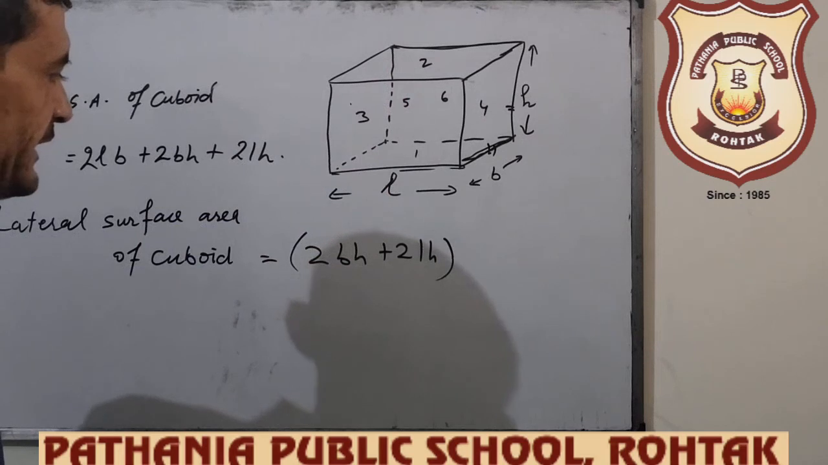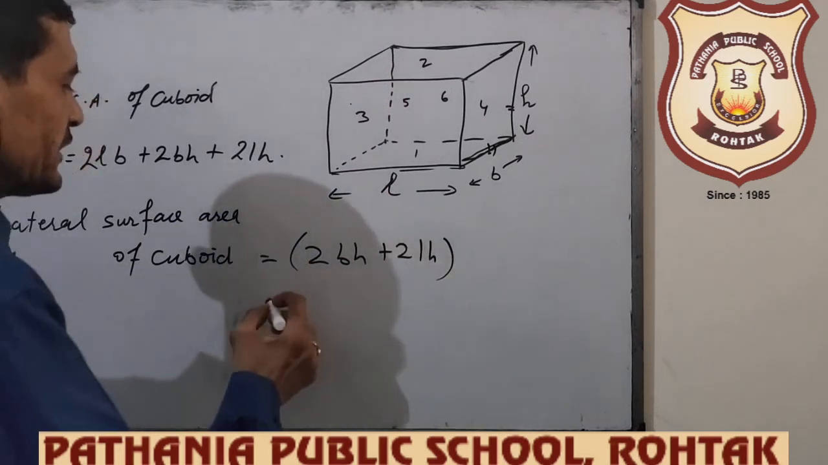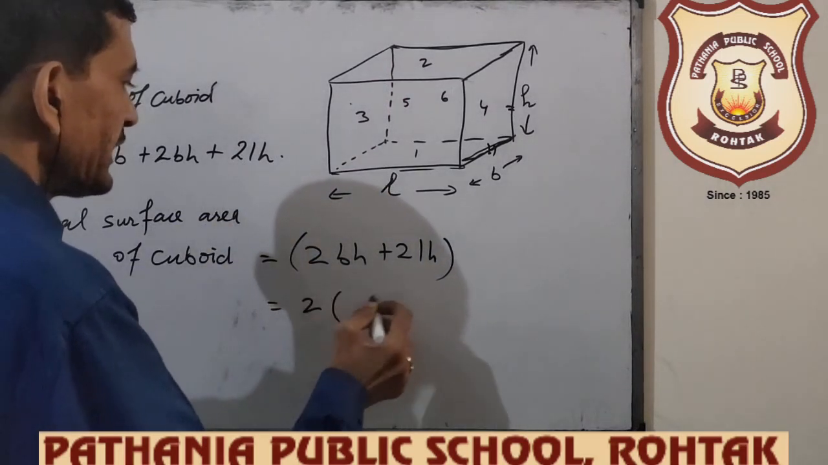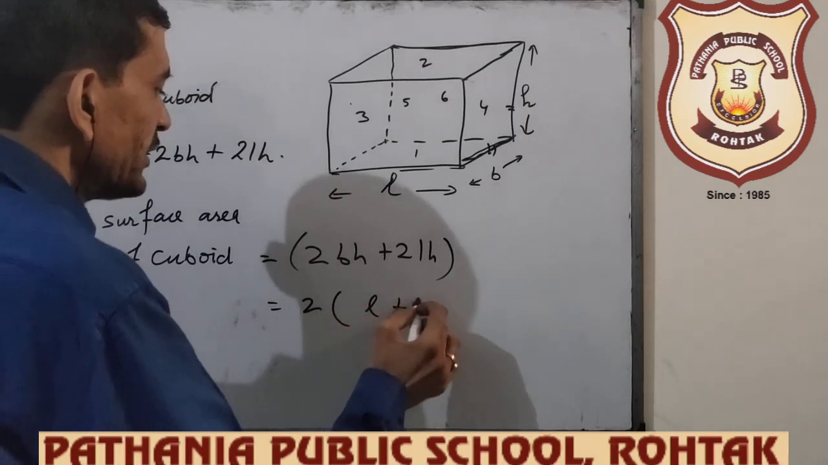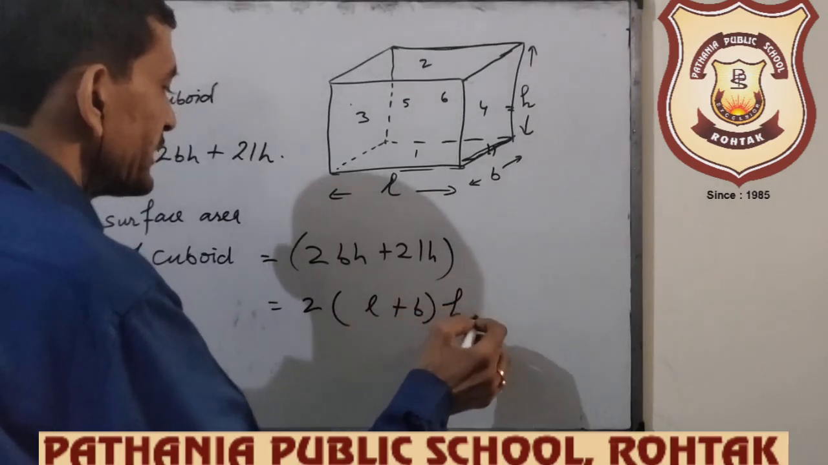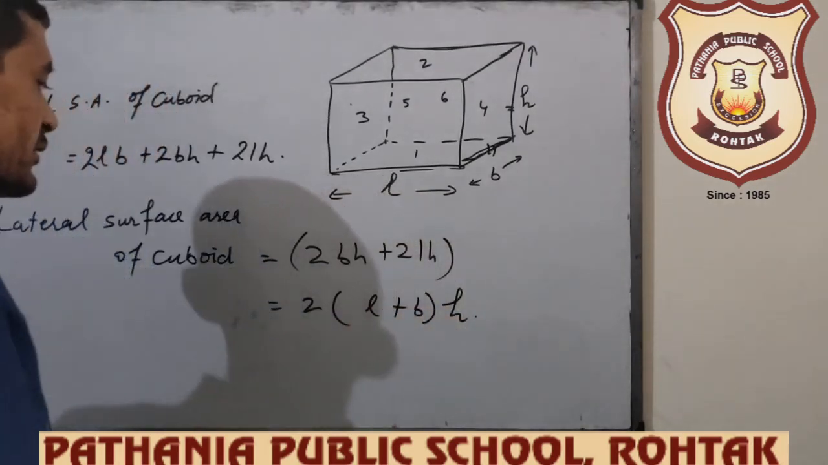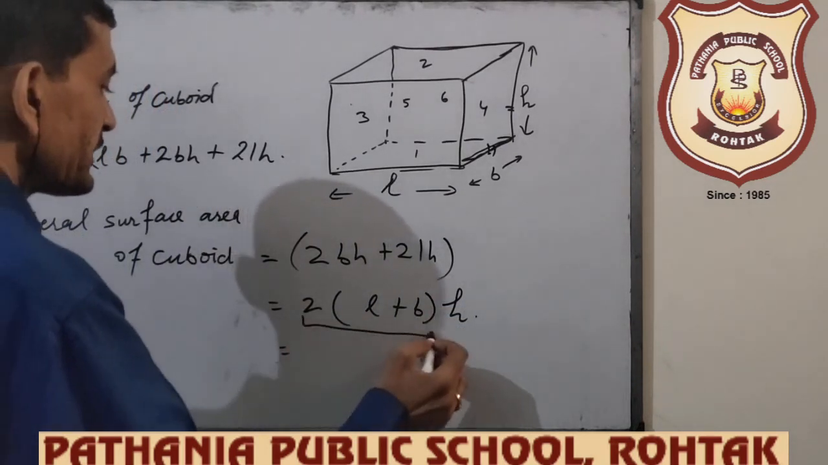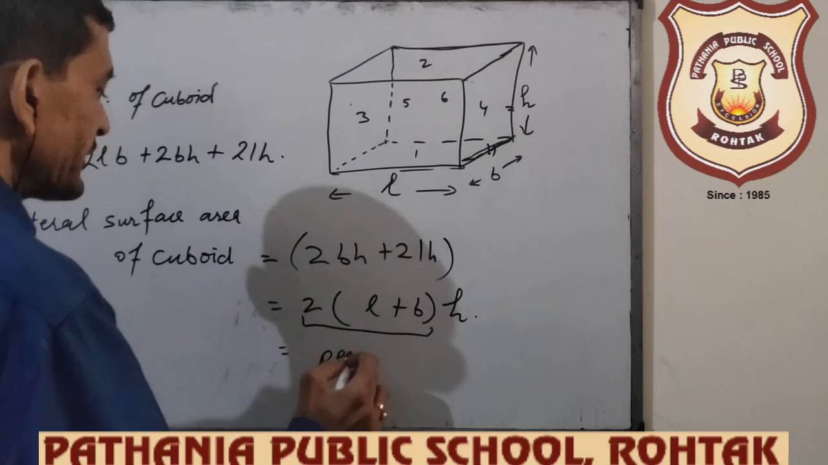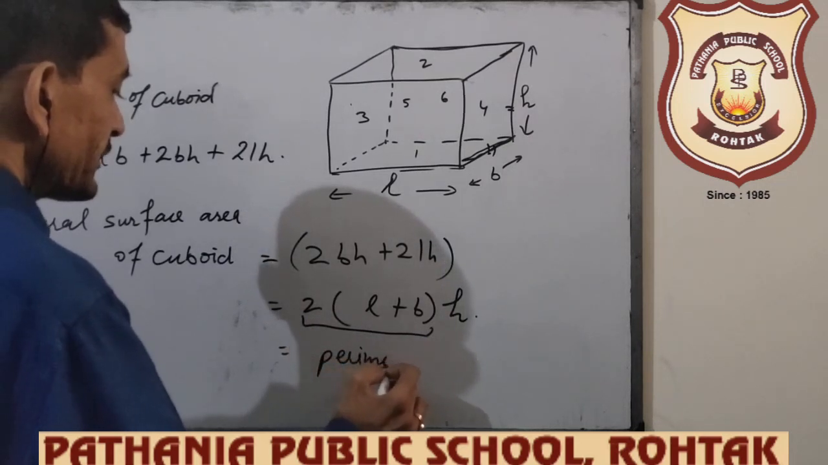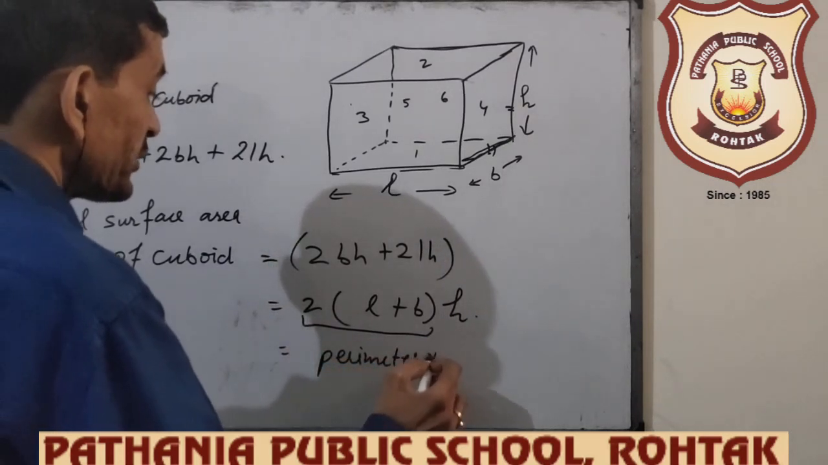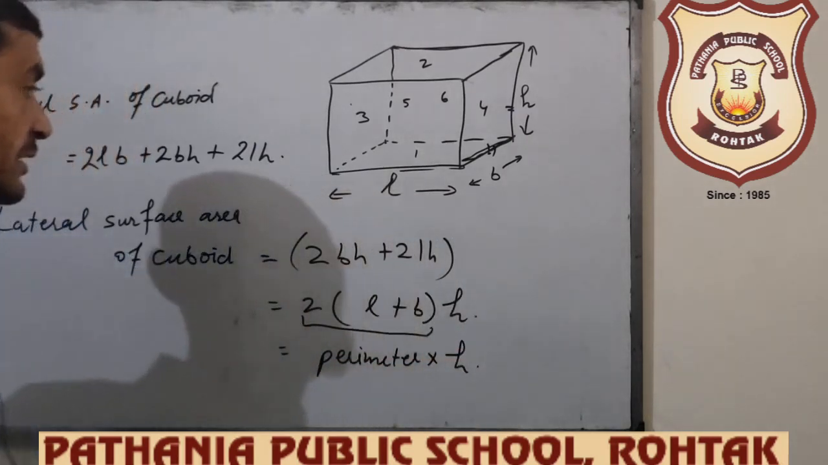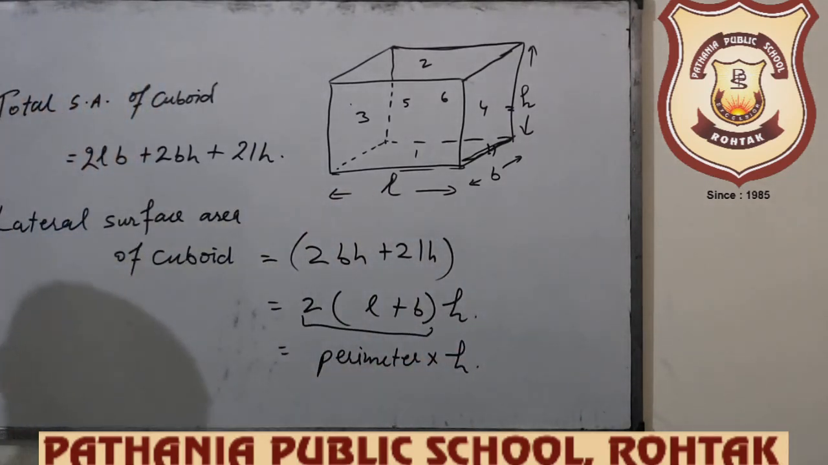Or you can write it like this, 2 into LH, write L first, L into B into H. This one is also lateral surface area. Or 2 into L plus B is what? Perimeter. So perimeter into height is also lateral surface area in case of cuboid.